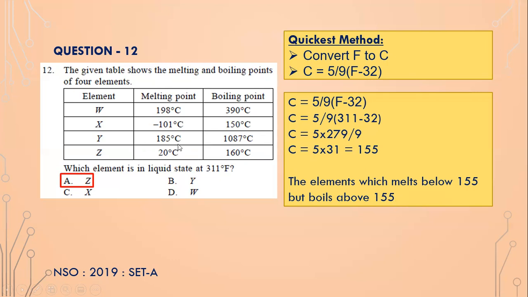Because at 155 degrees, the element is already melted, because it has melted at 20 degrees centigrade, but it boils at 160. So even at 155, the element is still liquid, isn't it? It has melted at 20. So at 155, it is still liquid, and at 160, it will start boiling.